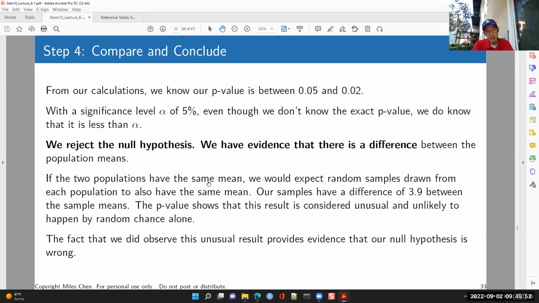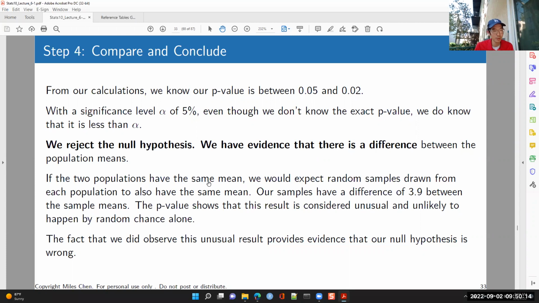Okay, it happens less than 5% of the time, okay? And because that probability is low, our results are considered to be unusual. And we would say, you know what? It's low enough that I don't think it happened by random chance.